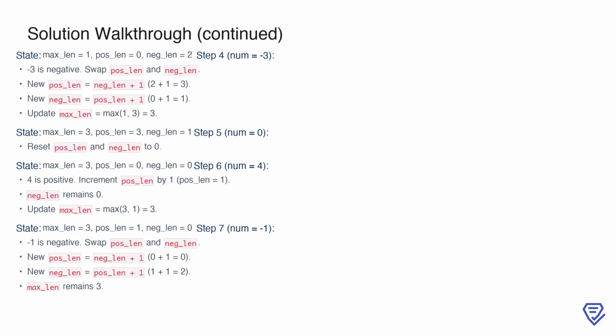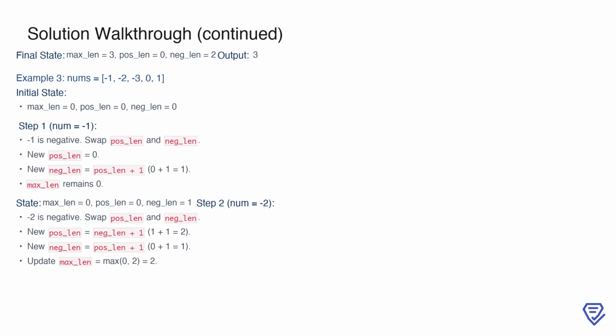After that, we process 4, a positive number, which increments pos_len by 1, making it 1, while neg_len remains 0. Max_len remains 3, as the maximum of 3 and the updated pos_len is still 3. Finally, for -1, which is negative, we swap pos_len and neg_len. The new pos_len becomes the previous neg_len plus 1, which is 0, and the new neg_len becomes the previous pos_len plus 1, which is 2. Max_len remains unchanged at 3.